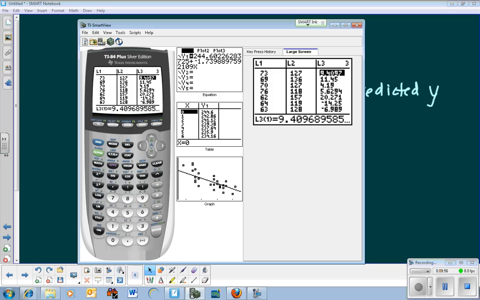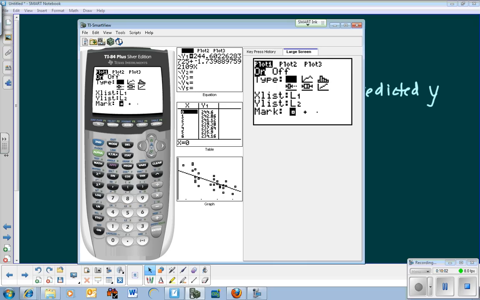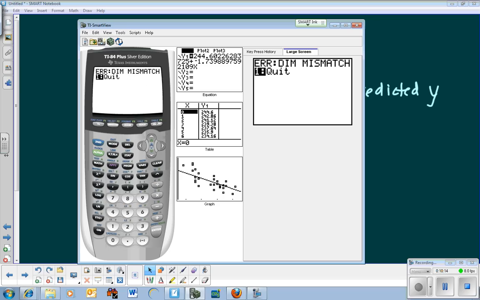Now, to make a residual plot, let's go to stat plot, plot 1, and I want to do a scatter plot, but instead of list 1 versus list 2, I'm going to do list 1 versus list 3. So my x values are the same, but instead of plotting the actuals, I'm going to plot the residuals. Now, if I just go to graph, I'm probably not going to get a good picture.